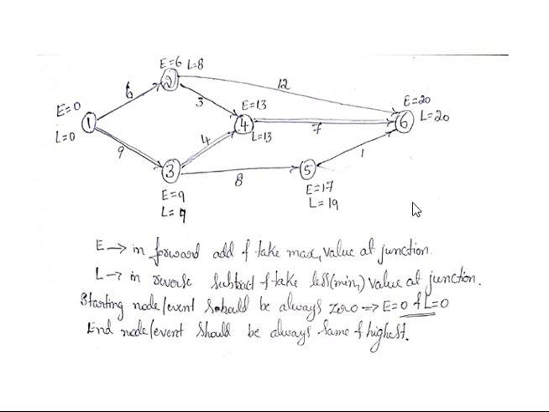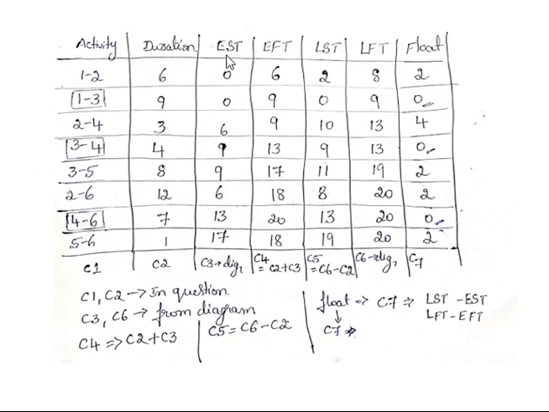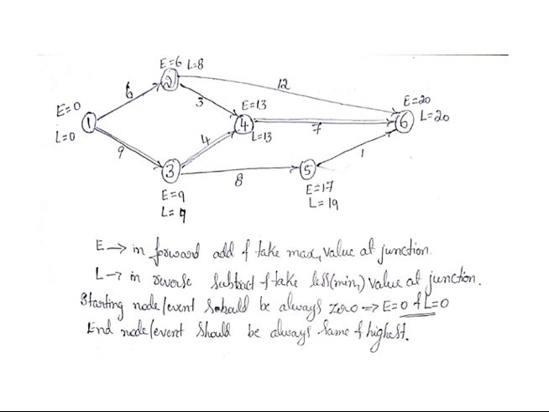Having these values, we need to calculate each column of this table. The C1 column will be given in the question, the C2 column will be given in the question, and C3 we have to determine from the diagrams. C3 means earliest start time. How do we calculate that? C3 means earliest start time.